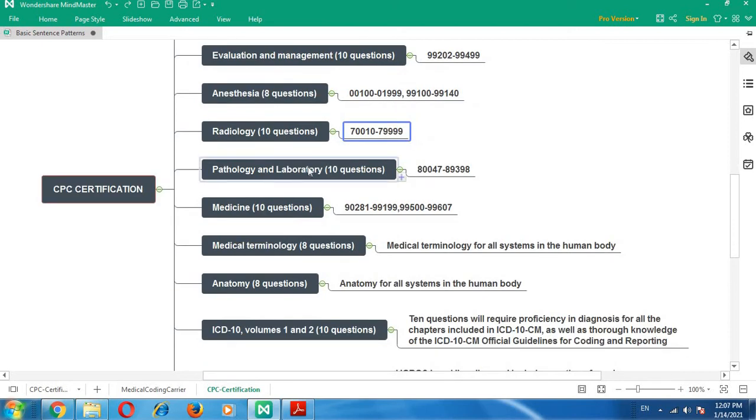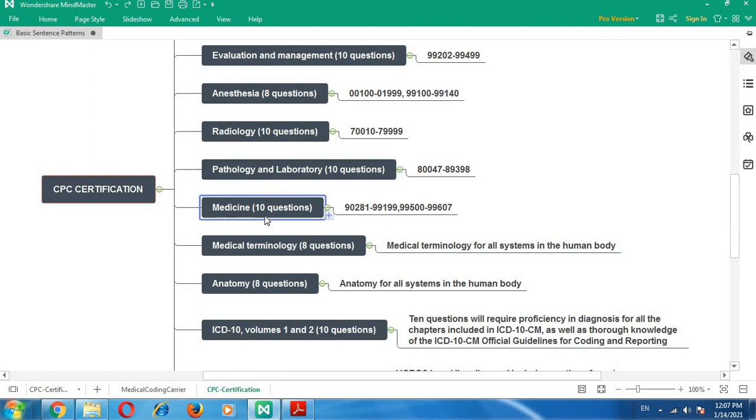The next section is pathology and laboratory series. It includes 10 questions, and this section is totally for pathology and laboratory testing. The code series for this is 80047 to 89398. In this section, all the blood tests, urine tests, culture tests, DNA tests, all the tests performed by the pathologist come under this pathology and laboratory section. So this section includes 10 questions and 10 marks.